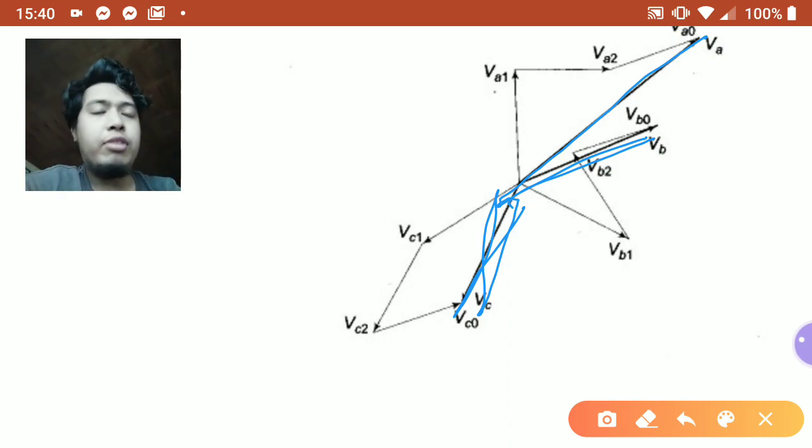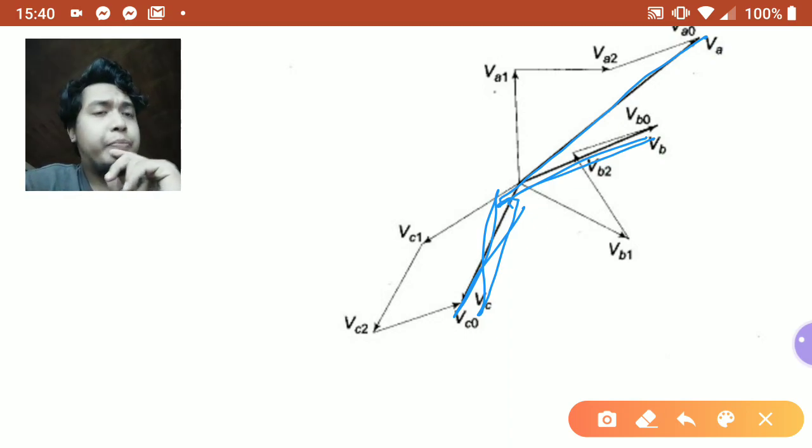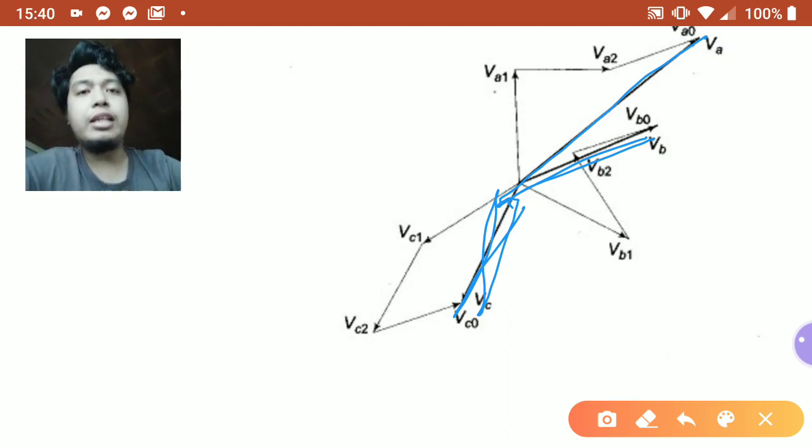Unbalanced, they have different magnitudes, not separated by 120 degrees. They can have the same magnitudes, but if they are not separated by 120 degrees, therefore they are still not balanced. Okay. So the idea of Fortescue is that if you have an unbalanced system of vectors, these three vectors, this unbalanced system is basically a sum of three balanced systems.